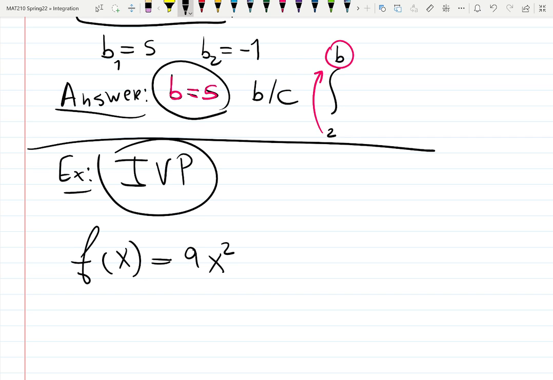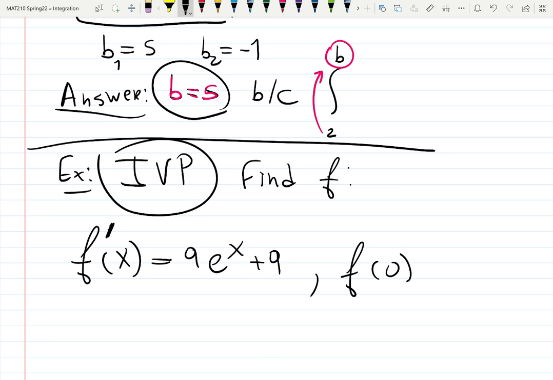Bless you. 9e to the x plus 9. But that is not the original function. That is a derivative, and they want you to find f. If you just integrate, you will have plus c, which is infinitely many solutions. So they tell you, well, actually at 0, it is -1. Don't always assume that -1 is your c. It's not the case, actually. You have to calculate it.